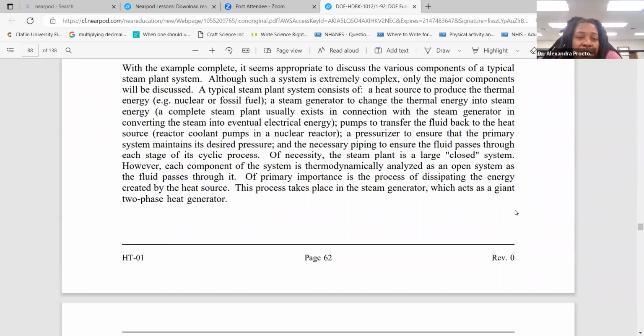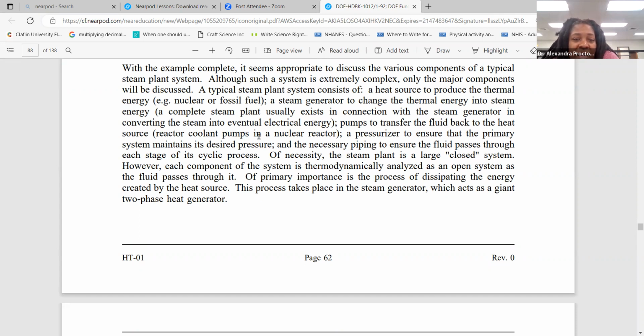So with the example complete, it seems appropriate to discuss the various components of a typical steam plant system. Although such a system is extremely complex, only the major components will be discussed. A typical steam plant system consists of a heat source that produces thermal energy, for example, nuclear or fossil fuel, and a steam generator to change the thermal energy into steam energy.